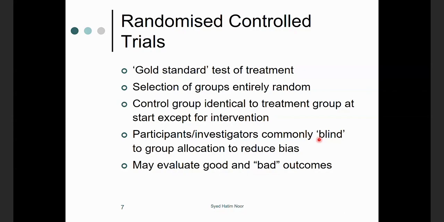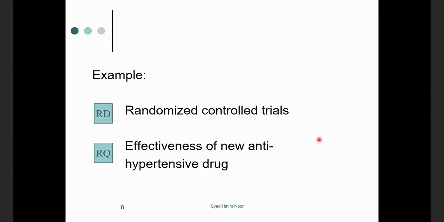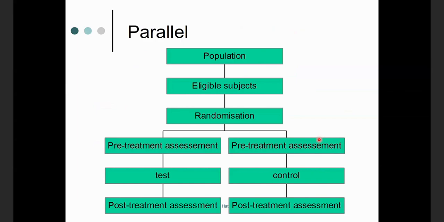If you cannot afford to do blinding, no problem. Then we call it open label. The study that cannot do blinding, we call it open label. So an RCT may evaluate good and bad outcomes. Of course, from an RCT you get the result: which one is better, which drug has less effect. So that is RCT. An example is the effectiveness of a new antihypertensive drug.